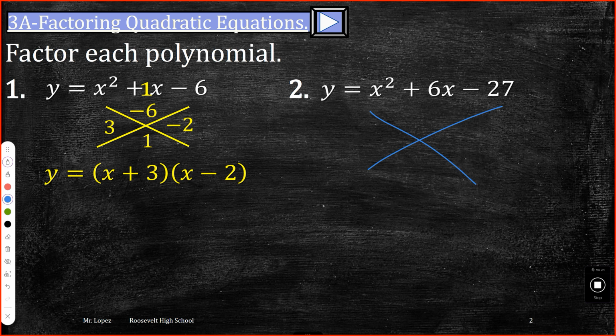What goes at the bottom of that X? All right. What goes at the top of the X? Negative 27. Look, whoever's putting 27 is not right. It is negative 27.